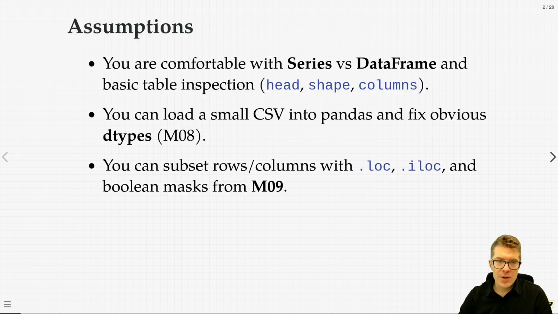I assume that you can load a small CSV file into pandas, and you can fix obvious dtypes, which was in Module 8. And I also assume you can subset rows and columns with .loc, .iloc, and Boolean masks from Module 9.